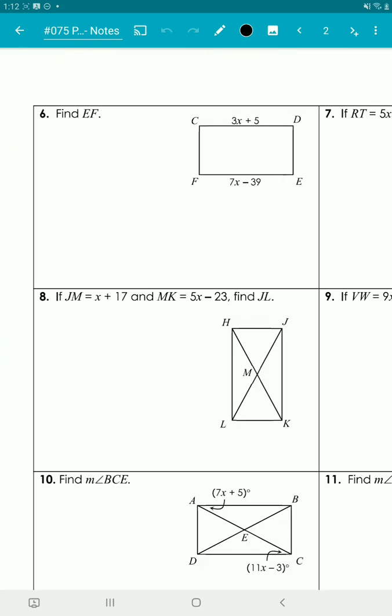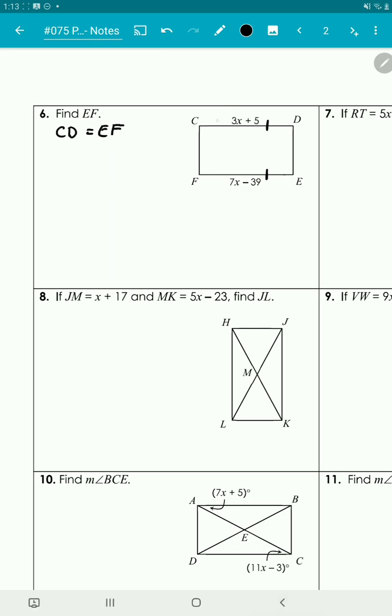Alright, so now we're on the second page and we're looking into some algebra. So again, on a rectangle here, opposite sides are the same. So we know that CD is equal to FE. Or EF. It's asked for EF on the top, so I'll go ahead and call it EF. It doesn't matter.